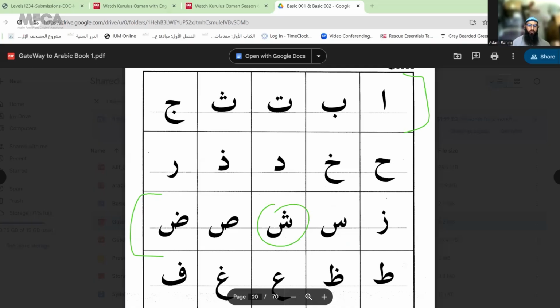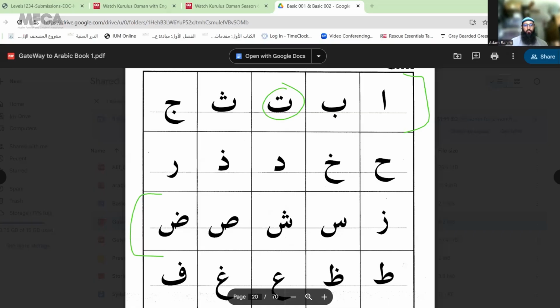Brother Shadi. Sheen. Ahsant. Ahsant. Brother Sharif. Ta. Very good. Very good.